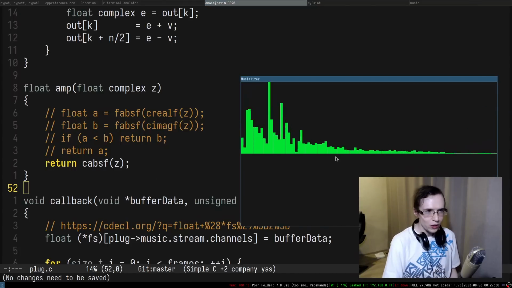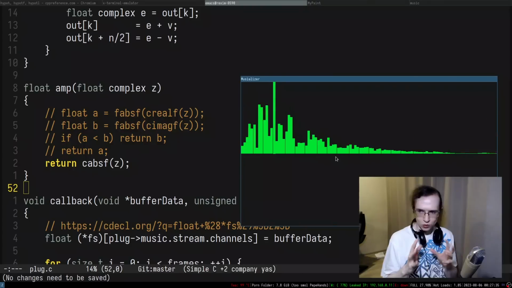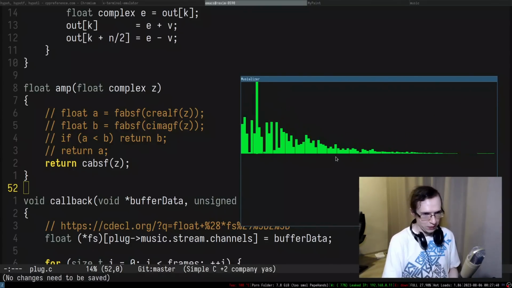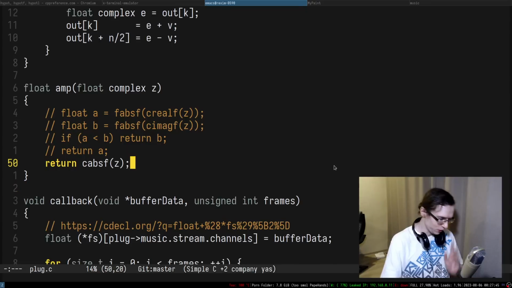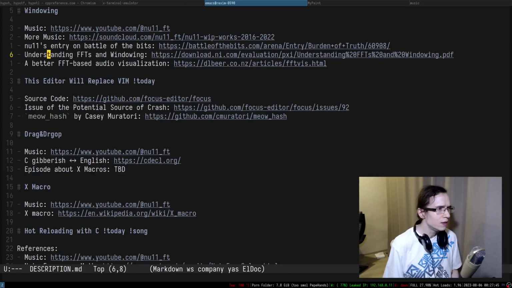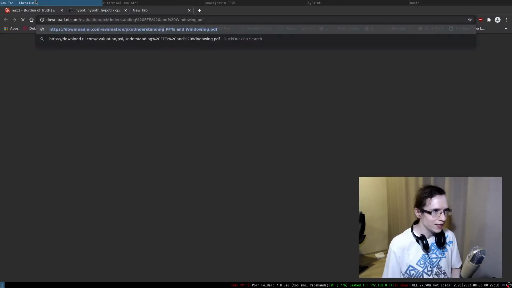I was trying to Google around how people use FFT for music visualization and stuff like that, and I found a very interesting paper. Let me actually close this entire thing. So, yeah, this one, understanding FFT windowing.